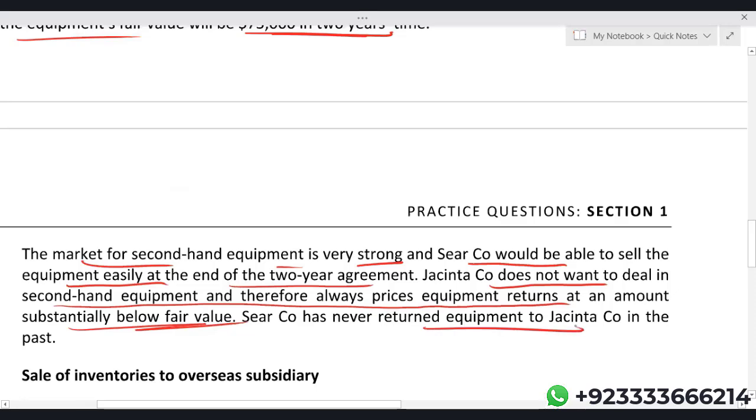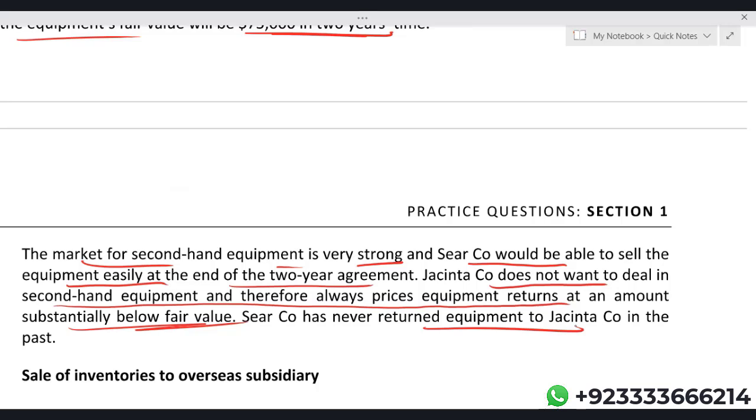Now listen carefully. There are two arrangements. One is internet services and the second is equipment. When it comes to internet services, revenue should be recognized over time and over 2 years, 1 million in each year. That's it, finished. When it comes to the equipment, when the performance obligation relating to the equipment is satisfied, you will recognize the revenue. Now the question is, should Jacinta Company recognize the revenue at 5 lakh or 5 lakh minus 20,000, at 480?